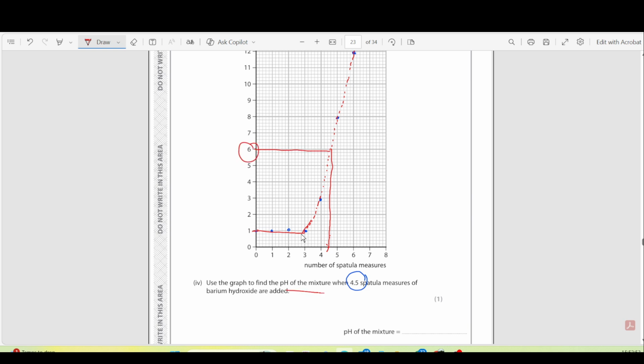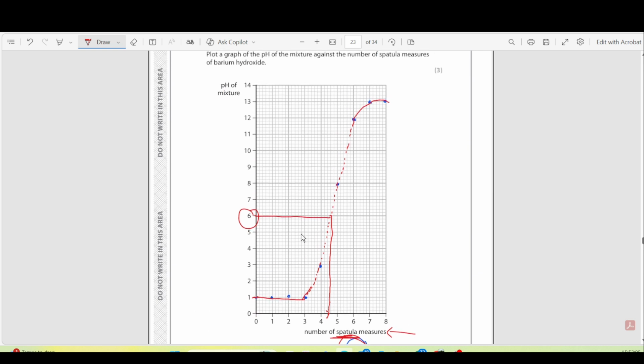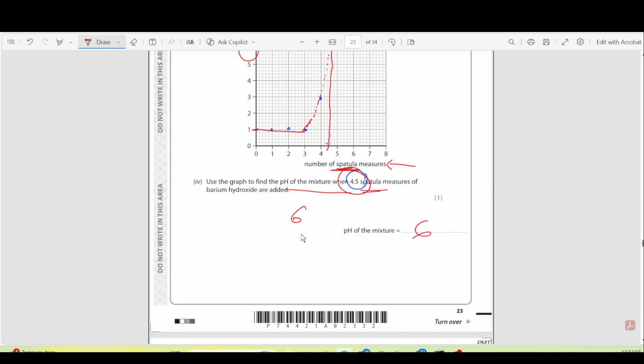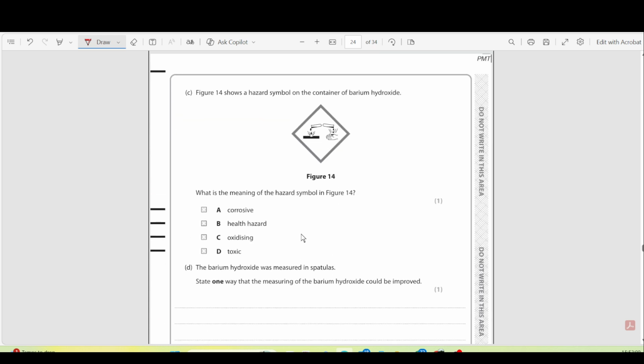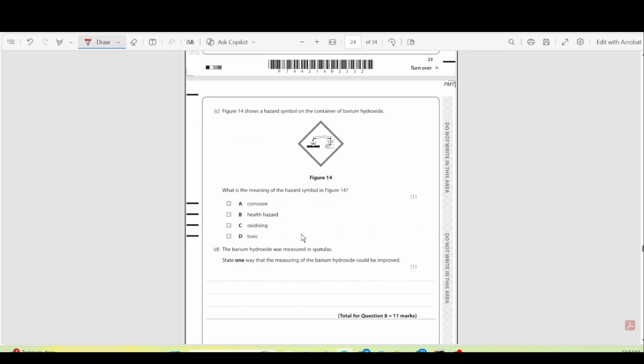So the pH of the mixture when 4.5 spatulas are added, because it says spatula, you have to check the x-axis, which is talking about spatulas. For 4.5 spatulas of barium hydroxide, the pH of the mixture is 6. Now we can go to the next question.